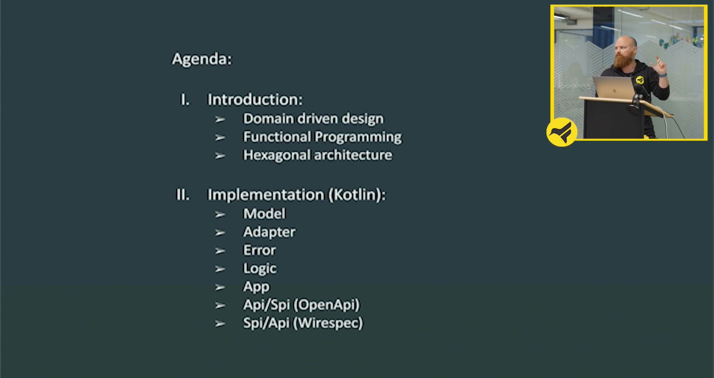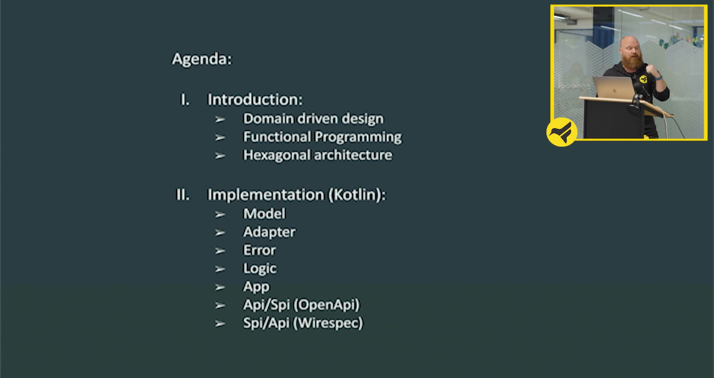Then a little definition of what functional programming is, because some of these concepts return from functional programming. Then a little bit of introduction into hexagonal architecture, because that fits really well with domain-driven design, or at least I think so. And then that's all nice, but that's just concepts. So in the end, the bulk of the talk will be about actually implementing it in Kotlin, and I will just show you a lot of code.